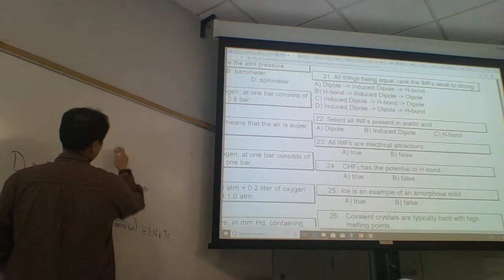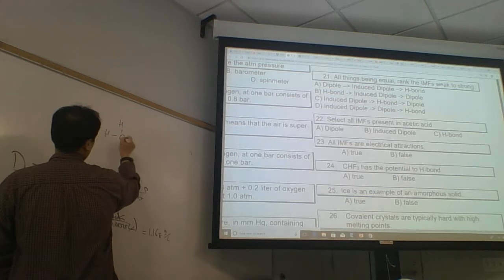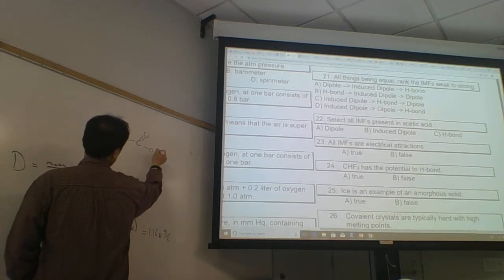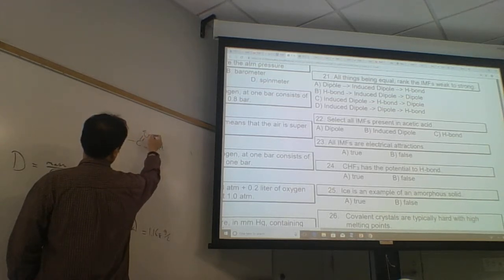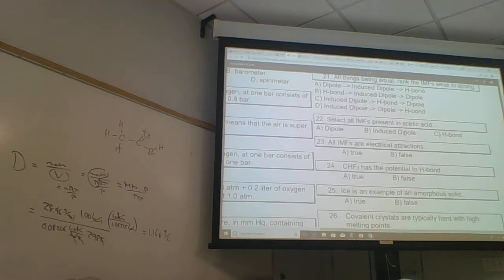Acetic acid, CH3COOH. So we have H bonds. In fact, the H bonds in acetic acid are pretty strong, especially to other acetic acid molecules.